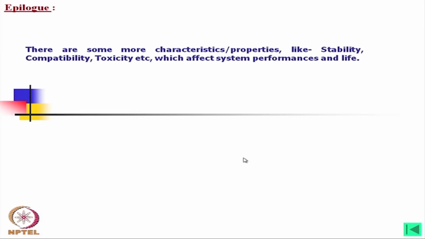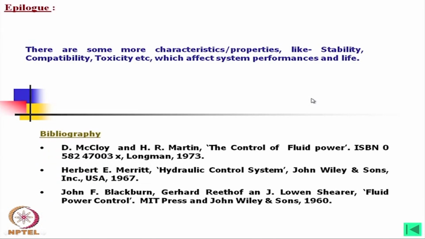Now, in epilogue I would like to say there are some more characteristic properties like stability, which I have not discussed, compatibility, which we have not discussed separately, toxicity etc., which affect system performance and life. And while you are making some calculation for the dynamic analysis or any analysis, sometimes we need to consider all such things. However, for details you can follow these 3 books.